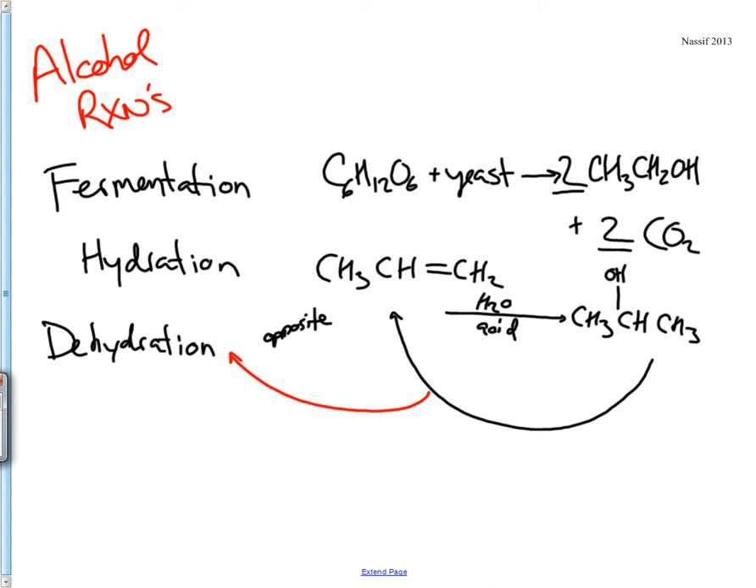The next reaction is hydration, which is the opposite of dehydration. So in hydration, you take a double bond, add H2O with acid, and you get an alcohol molecule. Dehydration takes that alcohol molecule and goes in reverse and gives you back the double bond. Those are your basic alcohol reactions. In the next video, we will thoroughly go through oxidation and reduction.